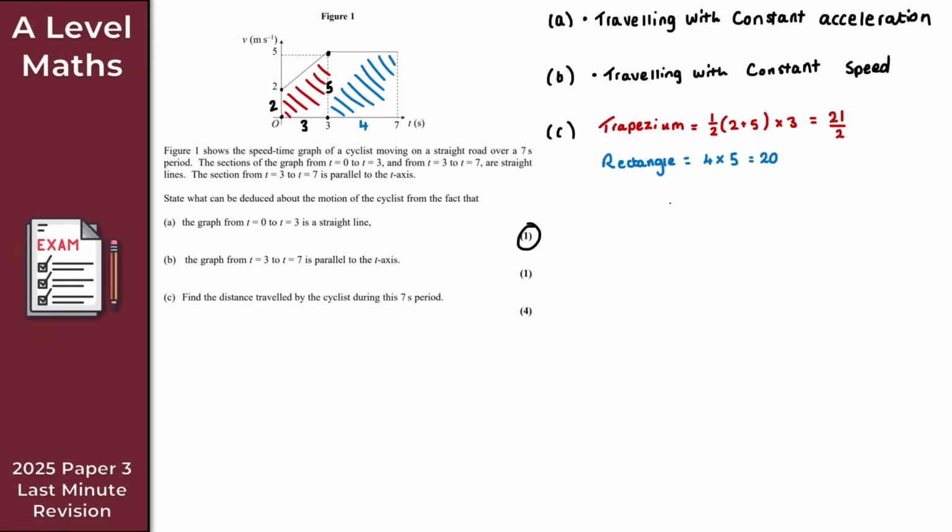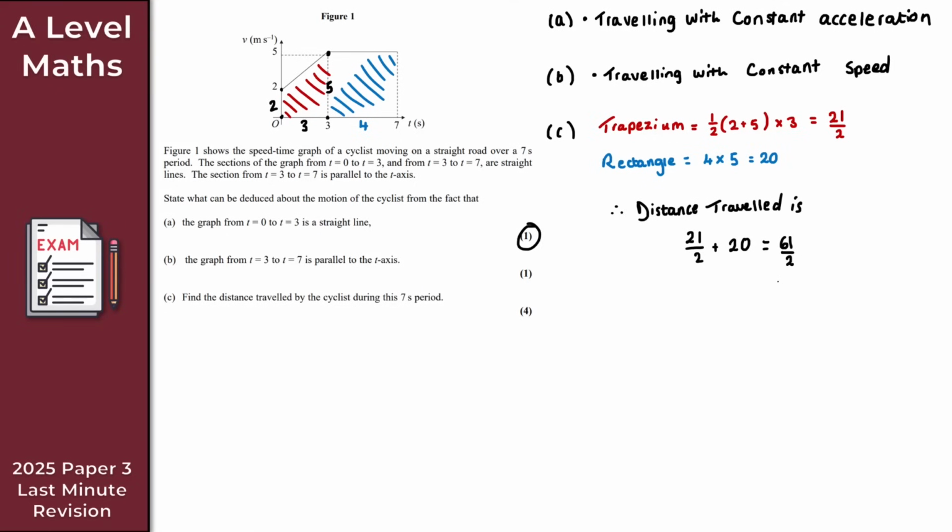So let's just make a note here then. So therefore the distance traveled is, so it's 21 over 2 plus 20. That would be 21 over 2 plus 40 over 2. So I get 61 over 2.